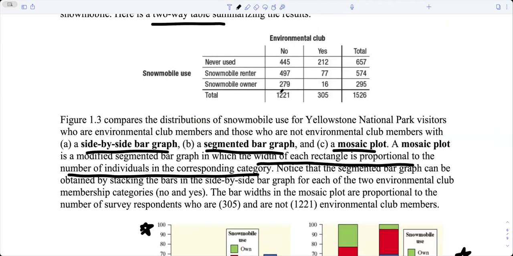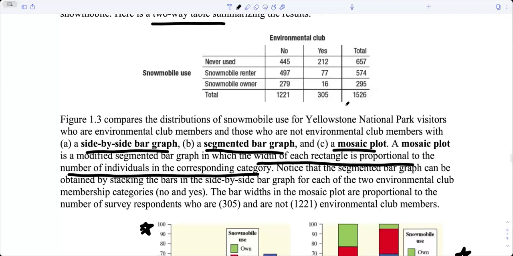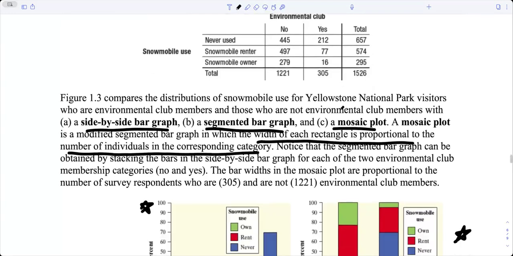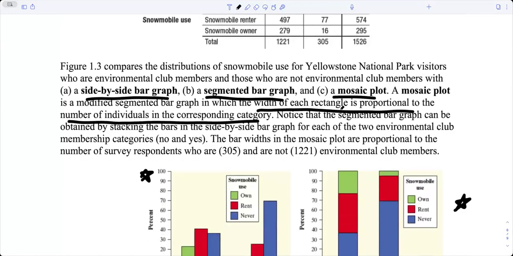Okay, so how many people are no's? It was 1,221 out of the total. Okay, what percentage is that? Can somebody give me that percentage quickly? Tammy, you get it? 80%. Okay, so roughly, let's say roughly 80%. So the yeses are gonna be roughly 20%.